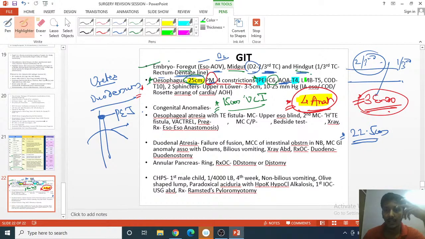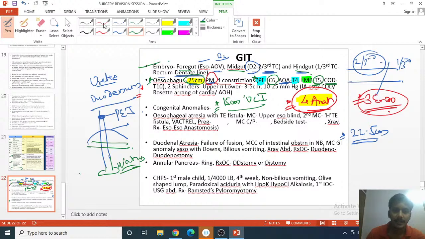Next, the third constriction is at the crossing of your left main bronchus. Where your left main bronchus crosses the esophagus, at that level is your third constriction, and it is at which level? T5. Okay. So the first constriction at C6, the second constriction at T4, the third constriction immediately at T5 where the left main bronchus crosses the esophagus, and last is at the crus of diaphragm. Where the esophagus passes through the diaphragm. Okay, at the crus of diaphragm or at the hiatus we can say, it is your last or fourth constriction. And at which level is the hiatus? The esophageal hiatus is at the level of T10.